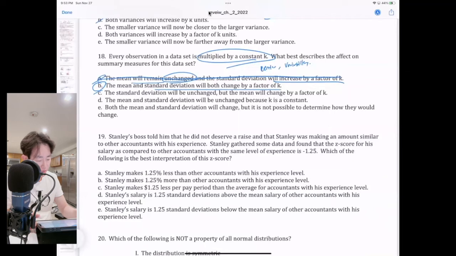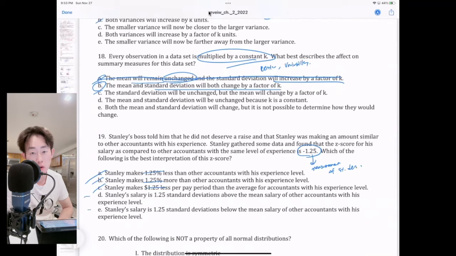Number 19, z-score is a measurement of standard deviation. So you're looking at D or E. Anything with percentages or dollars, you're going to eliminate because the 1.25 represents how many standard deviations you're moving. So if it's negative, it's below. So therefore, it should be E.